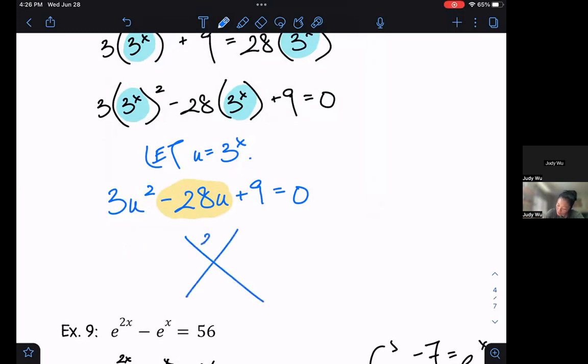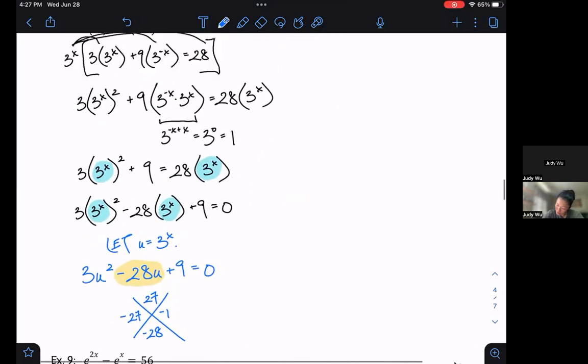So a times c, 3 times 9 is 27. B is negative 28. So I need numbers that multiply to make 27, but add to make negative 28. Sort of a weird one, but 27 times 1 is 27, but they don't add to make negative 28. But check that out. Negative 27 times negative 1 is 27, but negative 27 plus negative 1 is negative 28.